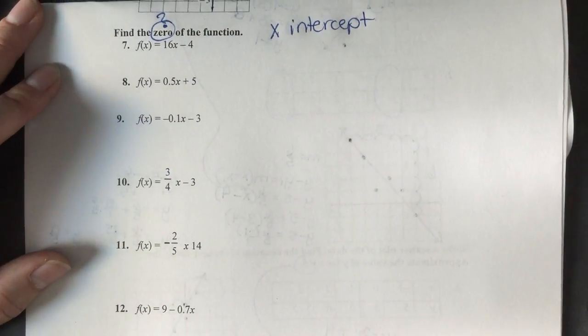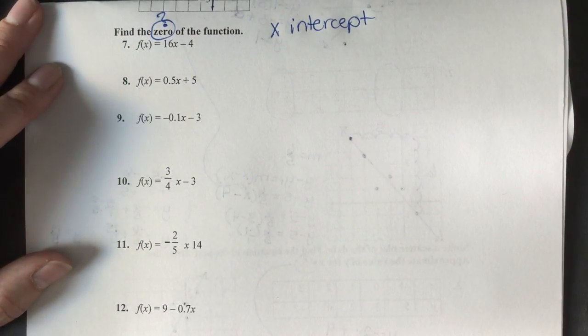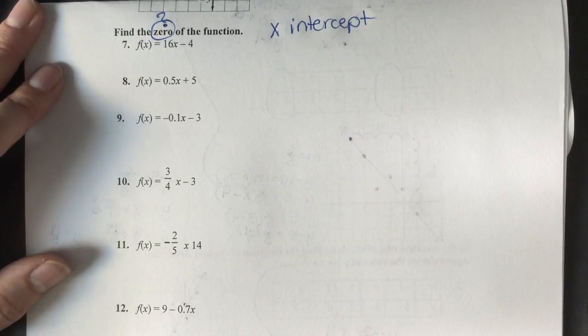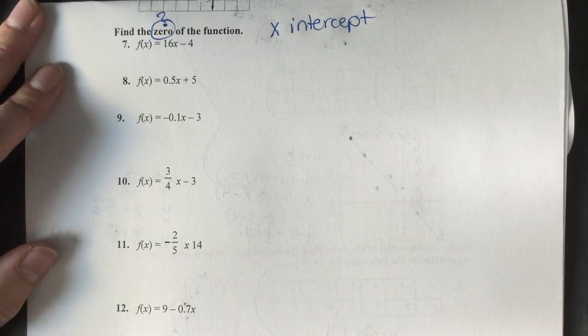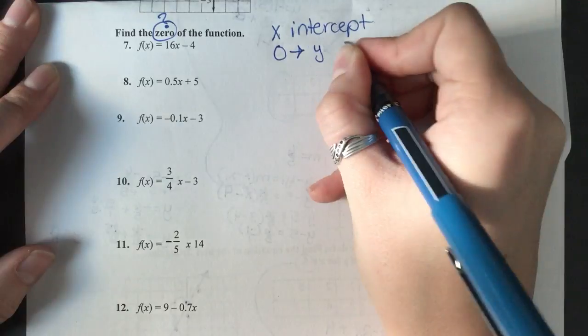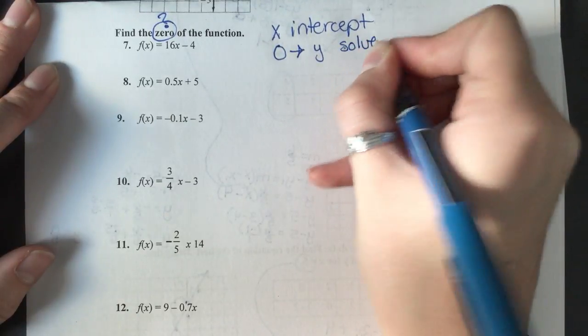Okay, the x-intercepts are also called zeros of the function. There might be 2 if you're looking at a higher order function, but since these are all lines, we'll just have 1. How do we find the x-intercept? Oh, yep. We put 0 in for y and then solve for x.